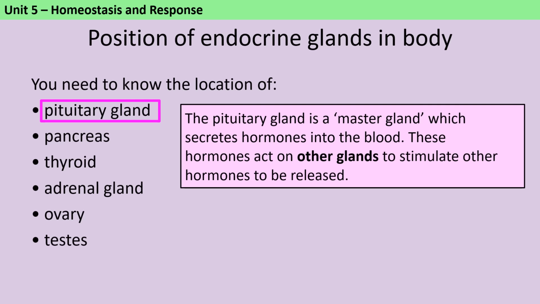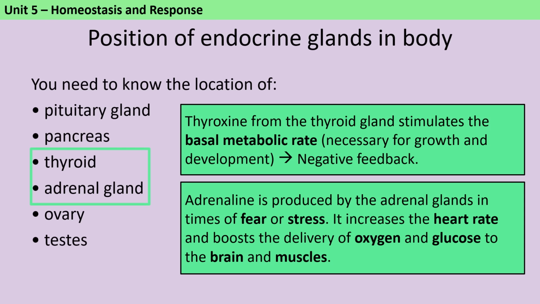The pituitary gland is called the master gland because it's a gland that controls other glands. It secretes hormones into the blood, and those hormones will then act on these other glands to stimulate other hormones to be released. Your thyroid produces a hormone called thyroxine, and that stimulates your basal metabolic rate, which is necessary for growth and development. It's controlled by a negative feedback loop, so you make some, and then eventually when the levels in your body rise high enough, that's detected and your thyroid gland will stop making it.